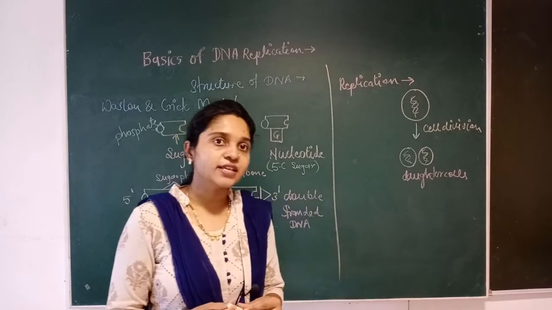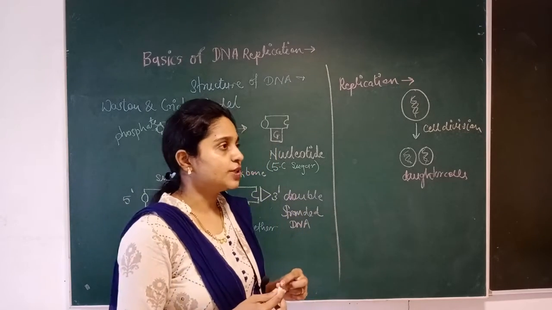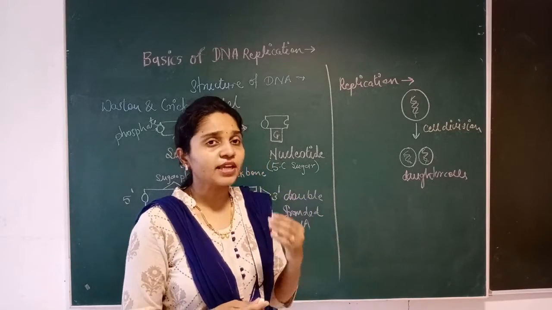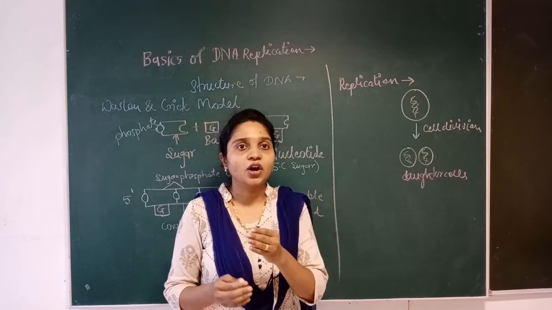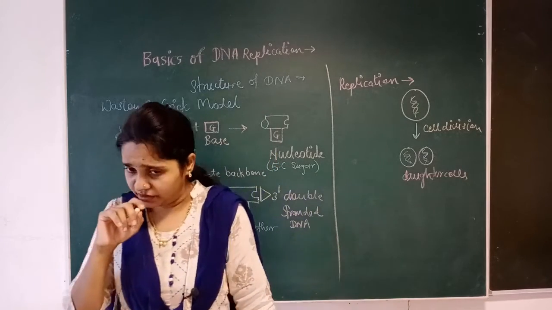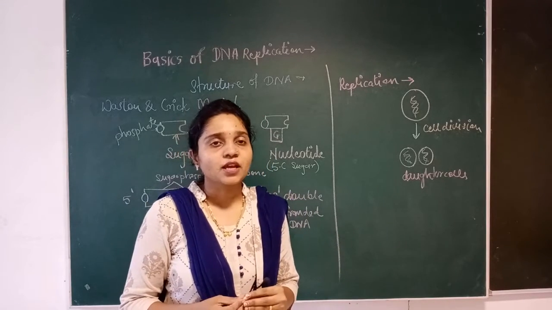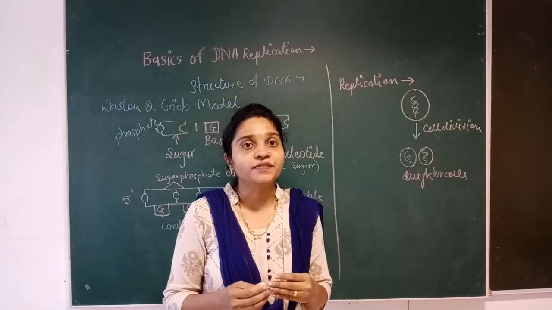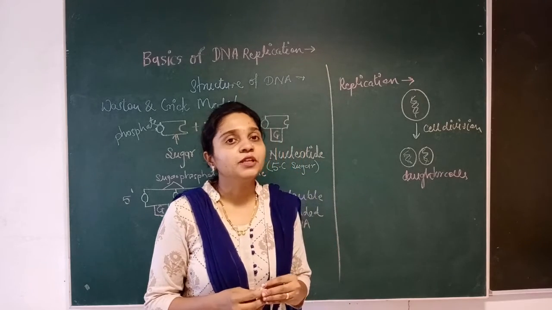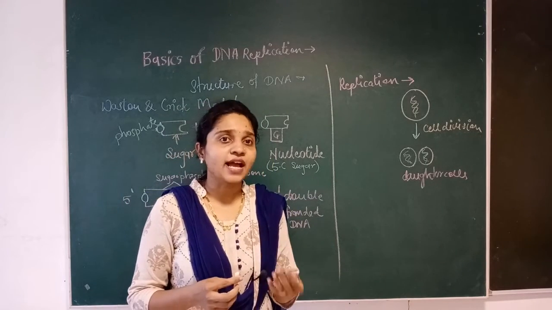Then the third one is the dispersive type of replication. What happens in dispersive replication? When the parental strands are synthesized, it creates segments of DNA of parental strands and daughter strands. Okay. Now which mode of replication happens in organisms is explained by the Meselson and Stahl experiment.